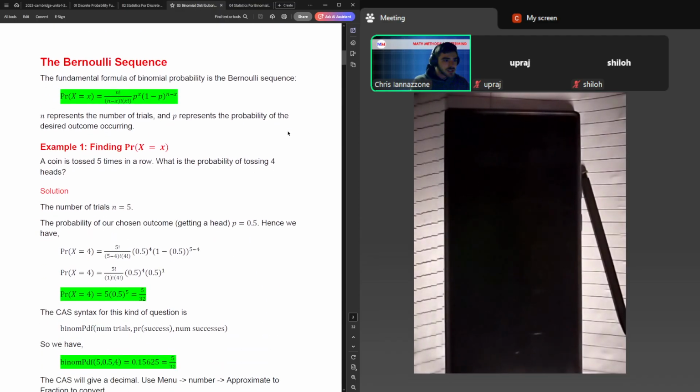The way we calculate them is with the so-called Bernoulli sequence, where you might recognize at least a certain part of that equation. Out of curiosity, anyone remember what that is?